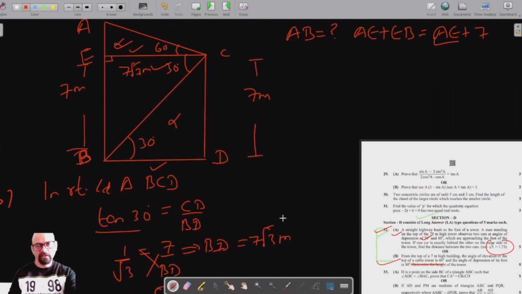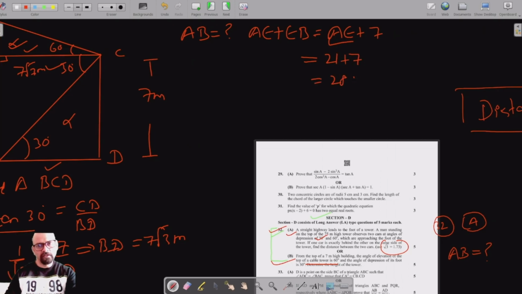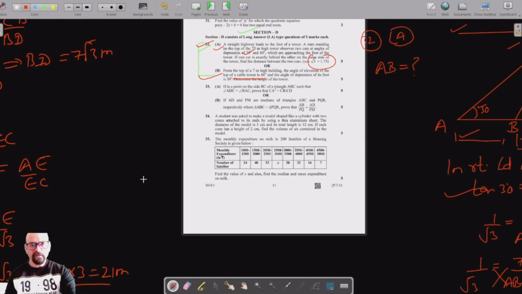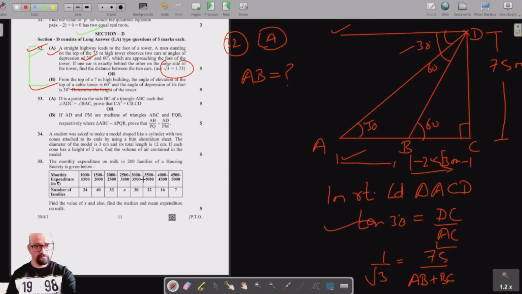So we have got AE, and now let's put the value of AE, which is 21 plus 7, and that gives the height of the tower. So height of the tower is 28 meters. So this solves our question number 32. Let's move on to question number 33.